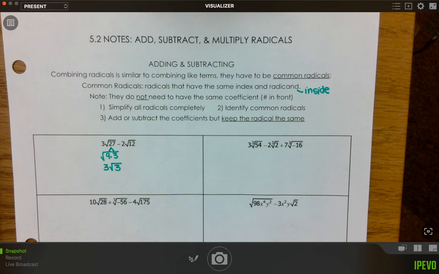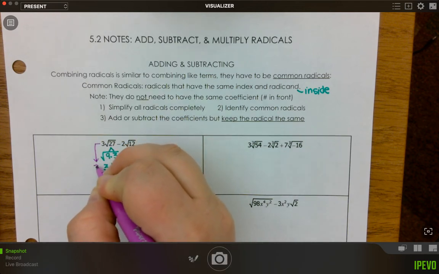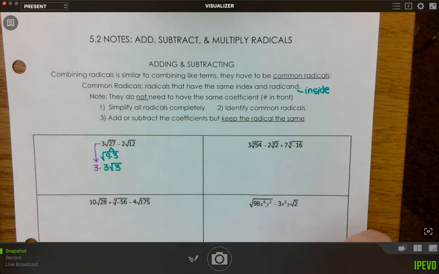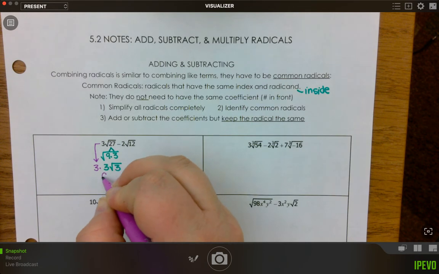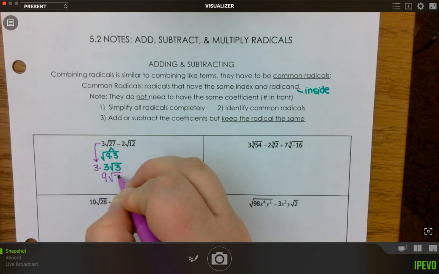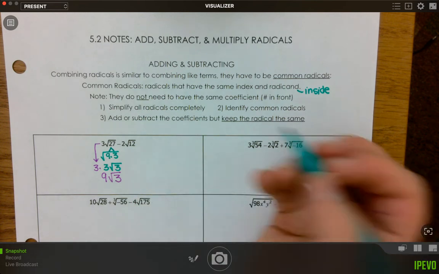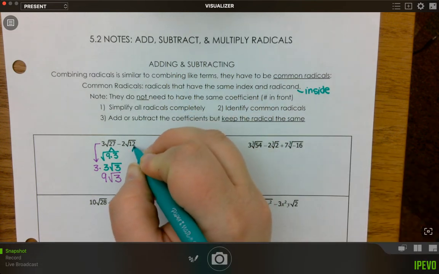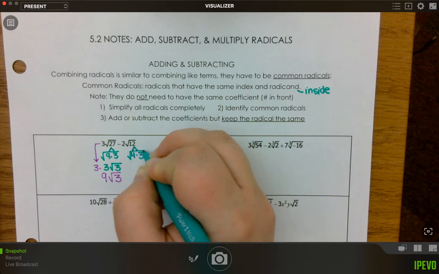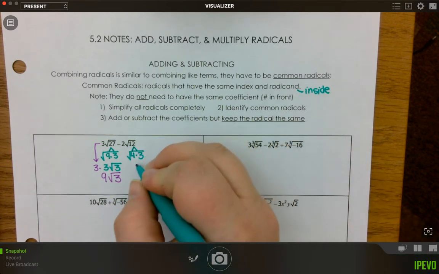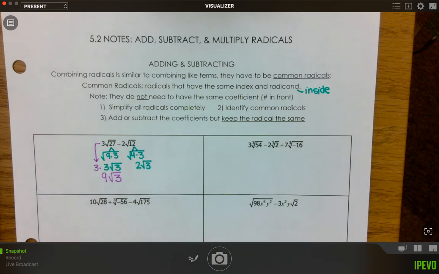Then I'm going to bring down the 3 that was already in front, this one, and it gets multiplied to whatever came outside from the simplifying right here. So that really is 9 square roots of 3. Then I'm going to do the same thing over here. 12 is 4 times 3. The square root of 4 is 2. The 3 stays underneath because there is no square root of 3.